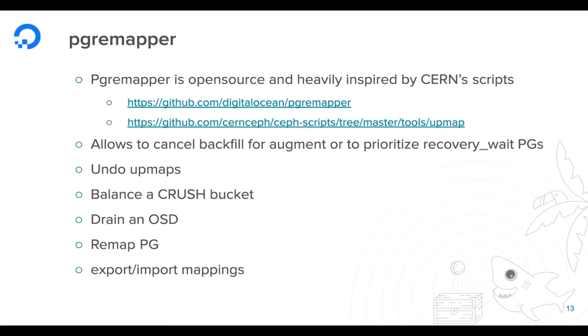It allows you to undo upmaps. I already talked about that. It allows you also to balance a crush bucket, which is similar to the functionality you have with the upmap balancer upstream, except it's localized to a specific part of your system. So the upmap balancer can do it on a per pool basis. Here you can do it on a per crush bucket basis.